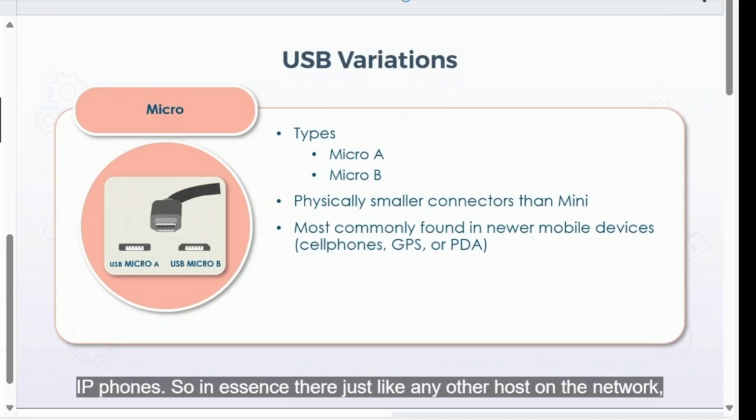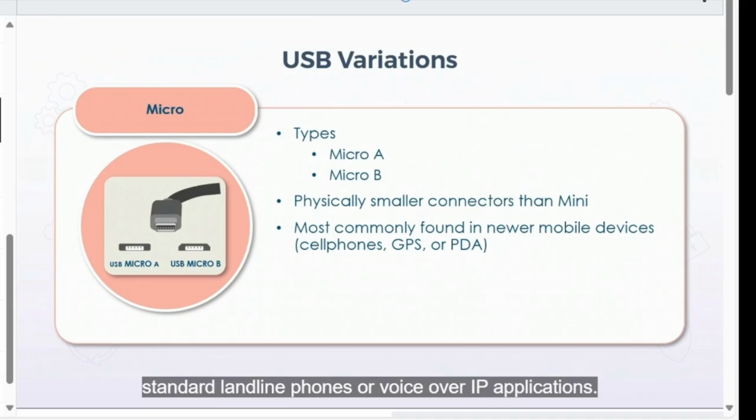And once again, it's a little bit difficult to tell from the graphic here, but the micro A connector was fairly symmetrical in terms of its shape, whereas the micro B connector had those similar 45-degree cutoffs, if you will, on each end, so that it could be distinguished from the other end.